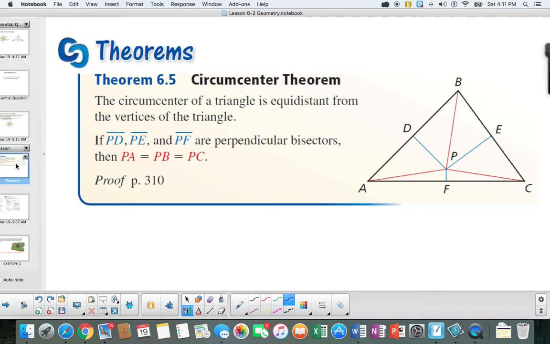The circumcenter theorem. The circumcenter theorem says that the circumcenter, remember that's the point which is created by all the perpendicular bisectors. So here's a perpendicular bisector, here's a perpendicular bisector, and here's a perpendicular bisector. So it says that the circumcenter is equidistant from the vertices of the triangle. So the conclusion says that this particular point, this distance, and this distance will be all the same.